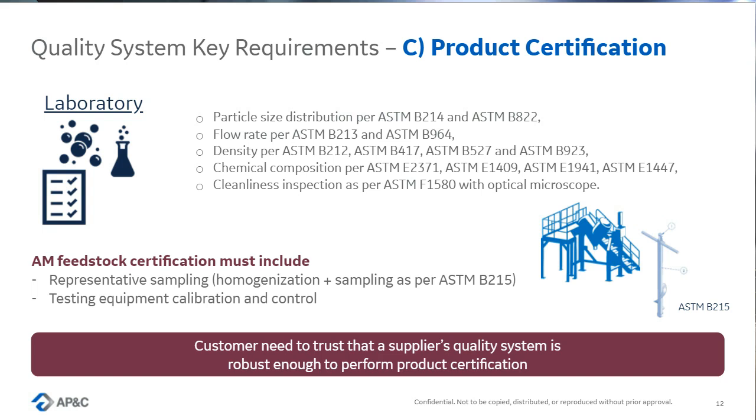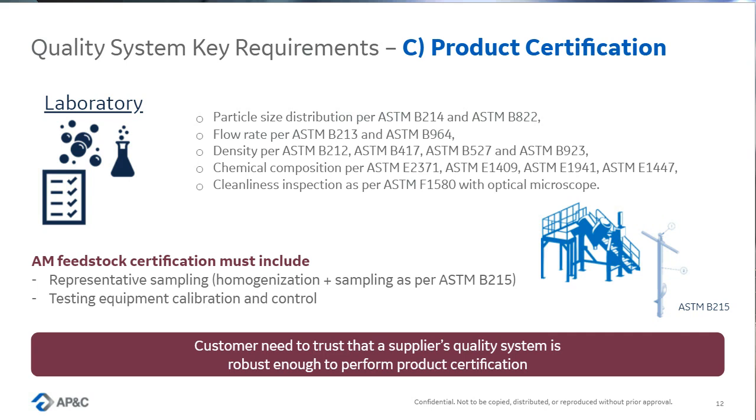If you have a sample that is not representative of the full lot, even if your test says that chemistry, size distribution, or flow are good, if it's not representative of your lot, you're going to have issues anyway. So that's why, to me, part of a product certification, something that is critical, is having a complete lot that is homogenized or blended and sampled with the ASTM B215 method to make sure you have something that is representative. And also that your testing equipment has been well calibrated and under control.